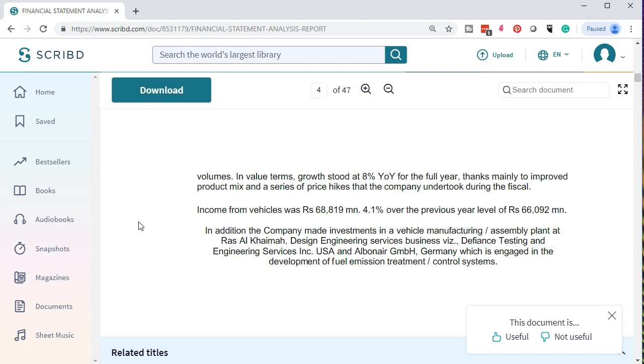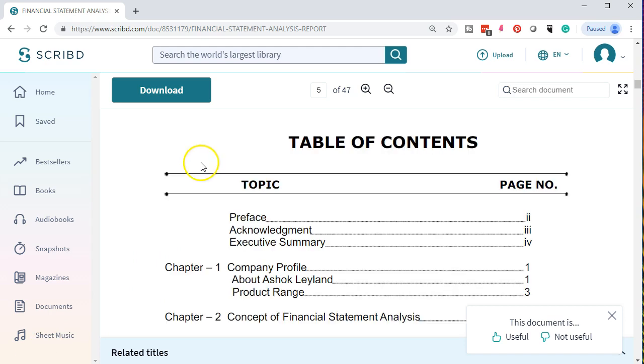68,819, 4.1% over the previous year level at Rs 66,092. In addition, the company made investments in a vehicle manufacturing assembly plant at that location, design engineering services business, Defiance Testing and Engineering Services Incorporated USA and Germany, which is engaged in development of fuel emission treatment control systems. So that was our summary.